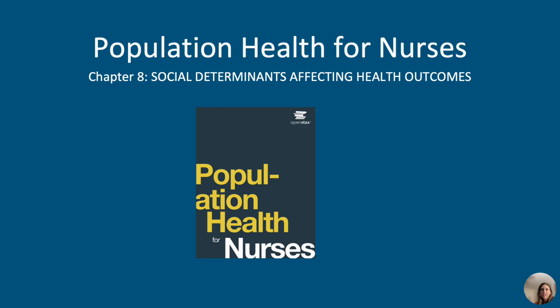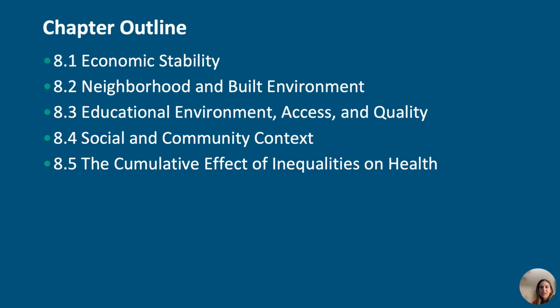Specifically, we're going to be covering Chapter 8, which is social determinants affecting health outcomes. And this is following the OpenStax textbook. So, as an overview, we're going to talk about economic stability, the neighborhood and built environment, educational environment, access and quality, and the social and community context, as well as the cumulative effect of inequalities on health.